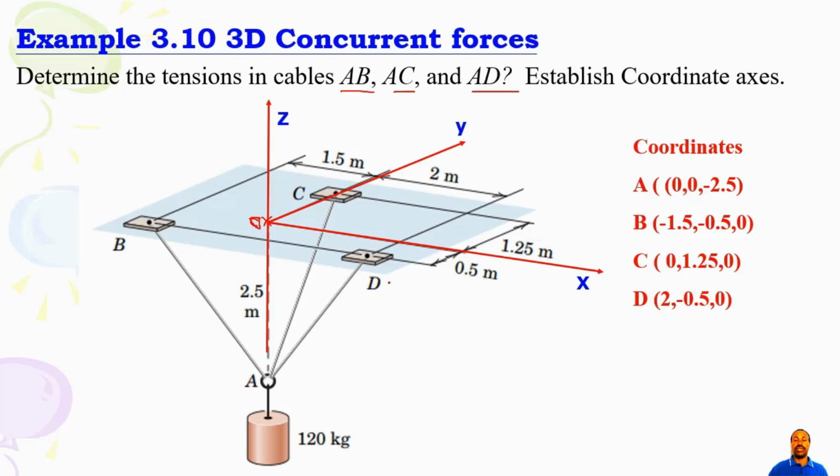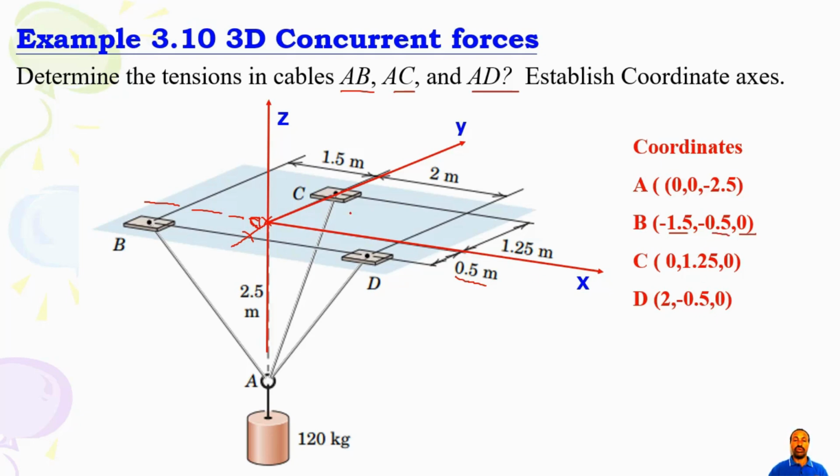Again, for B, you go to B. B is this one. So B is in the backward direction of the X axis. You see, X is this one. So in the backward direction, you have negative 1.5 as the X coordinate. And for Y, from this center you go in the backward direction, to this direction, clear? To this direction, negative 0.5. Then Z will be 0.